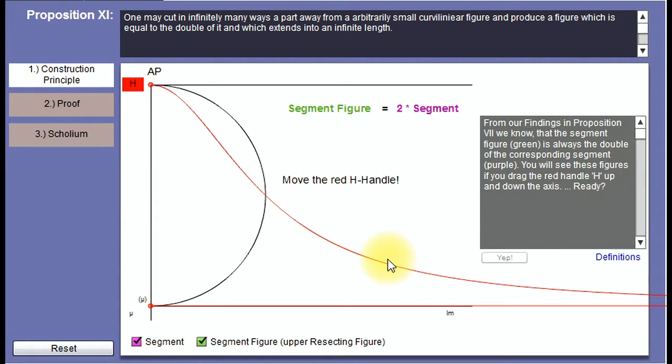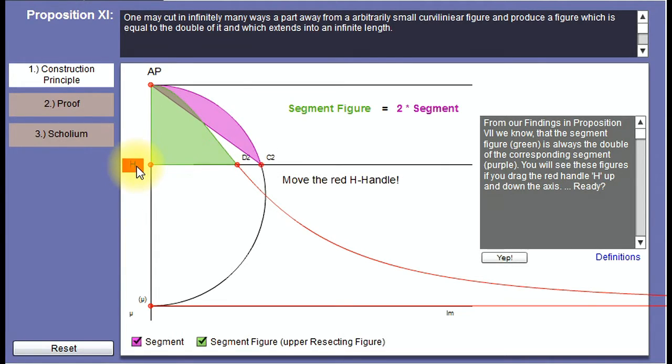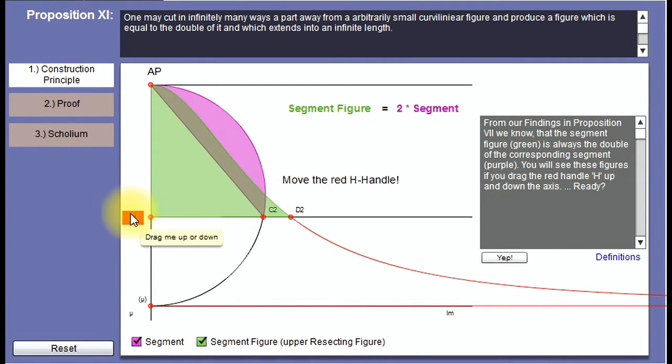In propositions 7 and 8, we already established that when you place a point on the semicircular curve and create a segment like this, and you draw out a part of the resecting figure called the segment figure, shown in green here, these areas relate to each other such that the segment is always half the size of the segment figure. This is what we already know from the previous propositions.